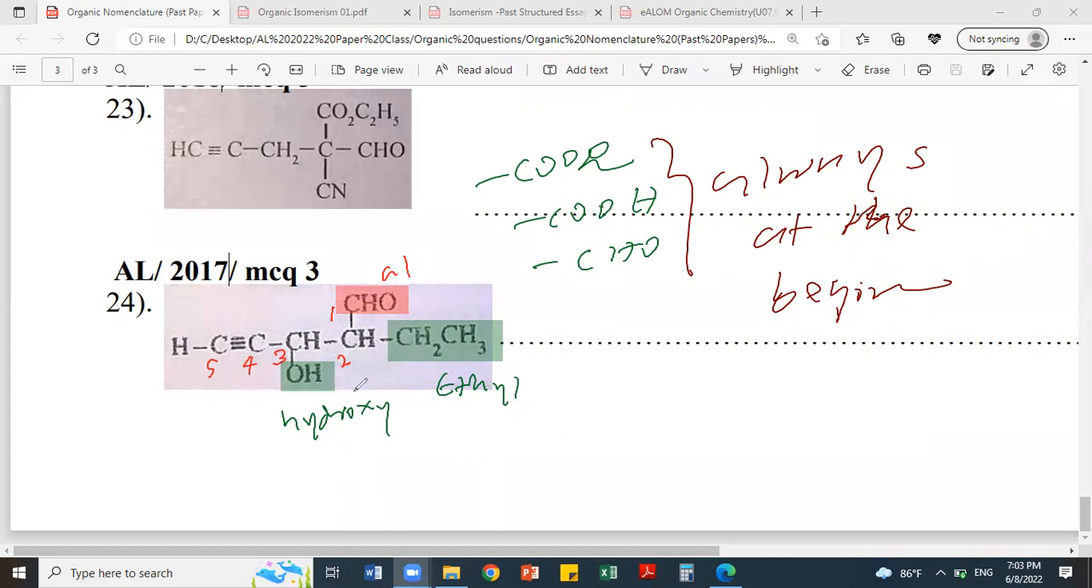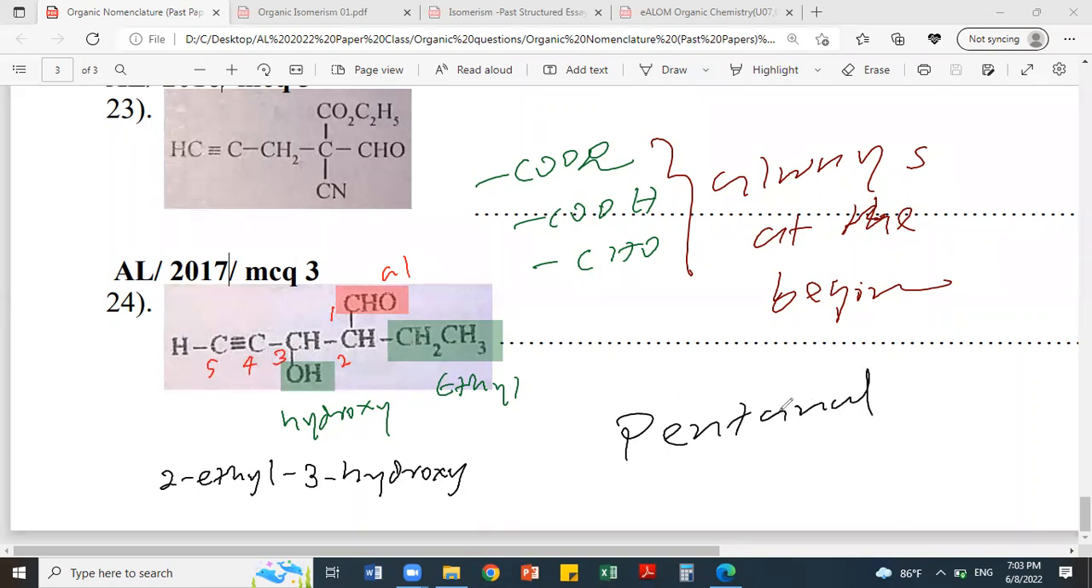Right, ethyl. You can write the number of the carbon to which the ethyl group is attached on the main chain: 2-ethyl. After that, hydroxy is attached to which carbon? Third carbon. Therefore, we write 3-hydroxy. Are there any other side groups left? No. Then we write the name of the main chain. How many carbons? Penta, no? Pent. Imagine there were no triple bond, then you could write just hydroxy pentanal.